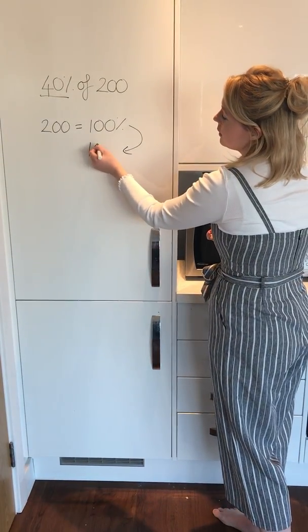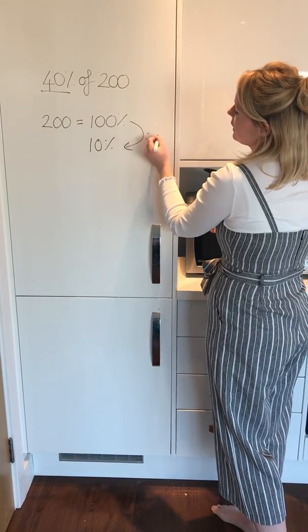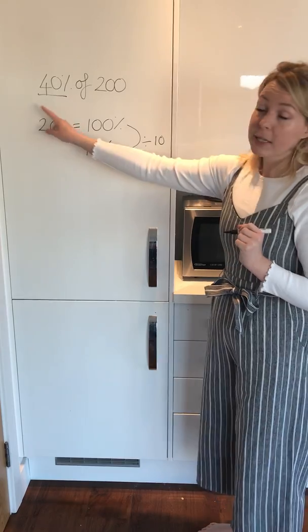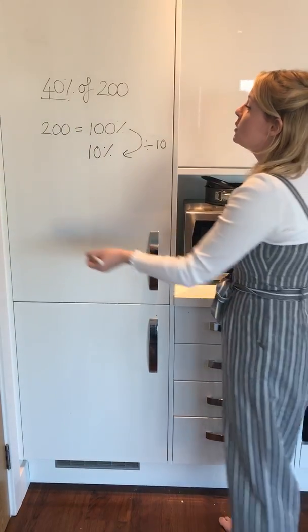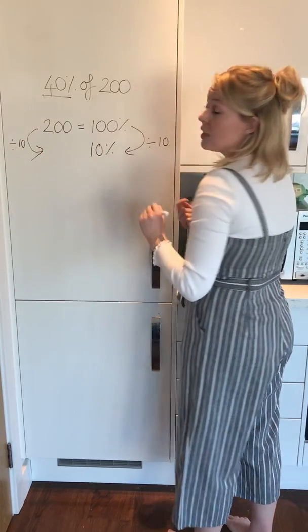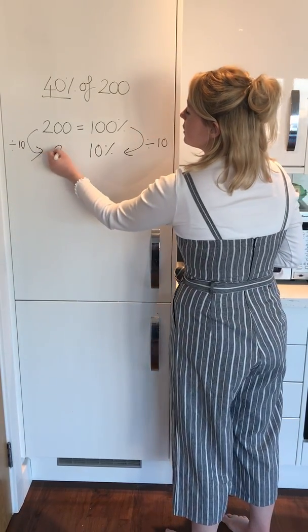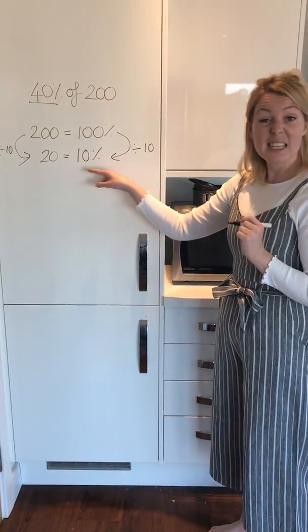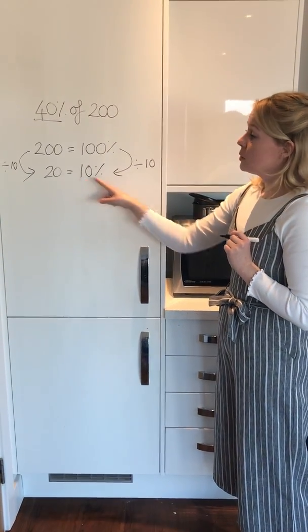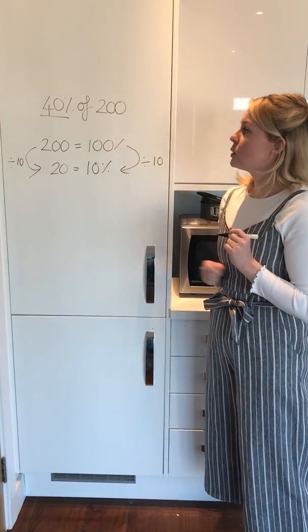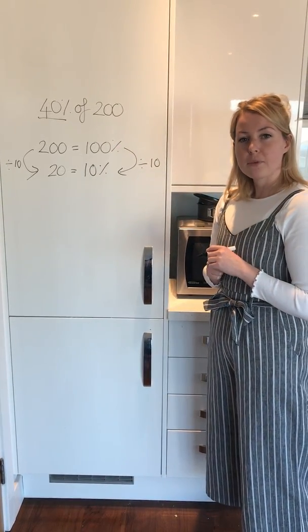And to do that, I know that I need to divide by 10. Whatever I do on this side, I'm going to do to my amount as well. So I'm going to divide 200 by 10, and 200 divided by 10 is 20. So now I know 20 is equivalent to 10%. How could I get from 10% to 40%? I'm going to let you think of that before I tell you.